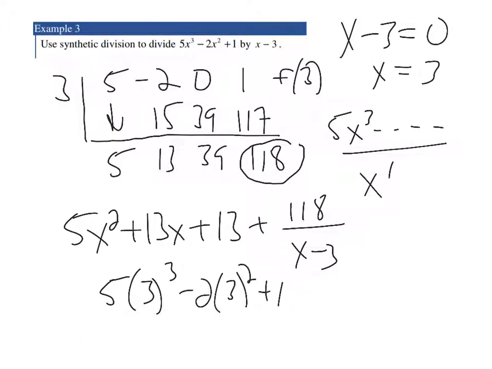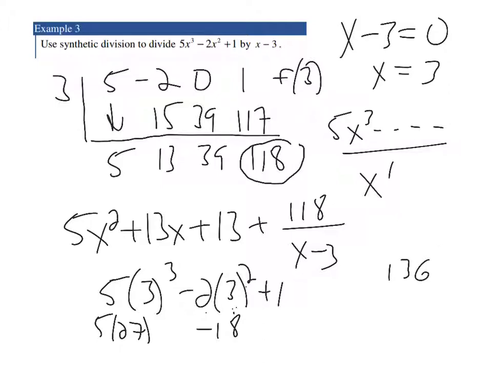Now when I evaluate that, 3 to the third is 27. So 5 times 27 is what? It's 100 plus 35, is 135. And then 3 squared is 9. Negative 2 times 9 is negative 18. And I'm going to have to subtract that. I'm going to write that down right there. Then I'm going to add 1. So really, I've got 136 here. Let's see if I can erase that 5 and make it a 6.